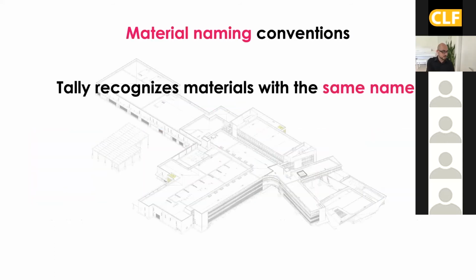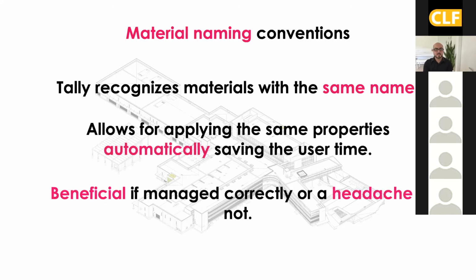Material naming conventions. Tally recognizes materials with the same name. We could go through the slide. So you could really optimize your naming convention. Let's say if you have 10 different assemblies that have a type of insulation within them, just make sure that you use the same name. And when you apply the properties to one, Tally would ask you if you want to apply to all the other 10, and it'll save you quite a bit of time. So naming convention is very important. Next.